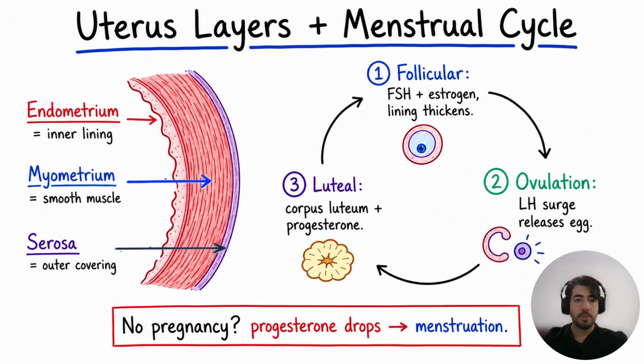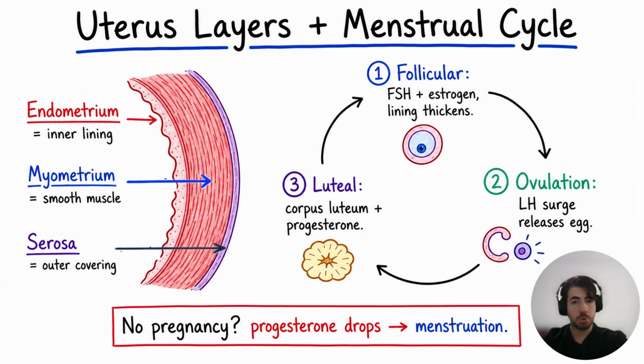Now, let's talk about the uterine layers and the menstrual cycle. First, the uterus has three main layers. The inner layer is the endometrium. This is the lining that thickens during the cycle and is shed during menstruation. For the test question, when they ask, what is the inner layer of the uterus? The answer: endometrium.